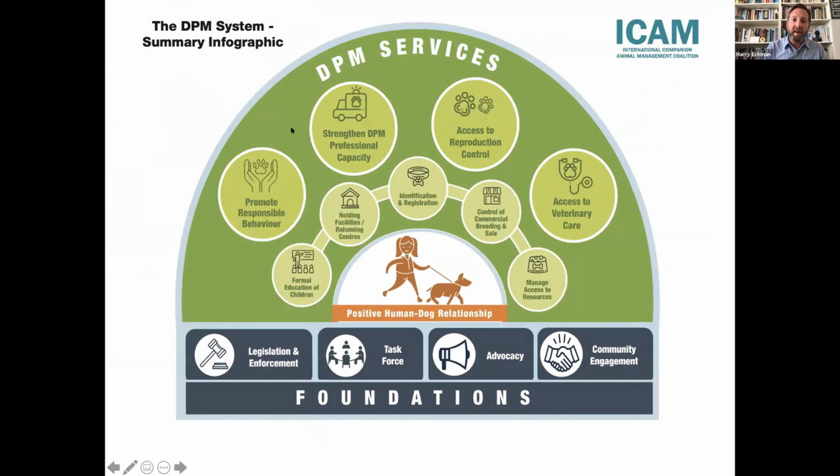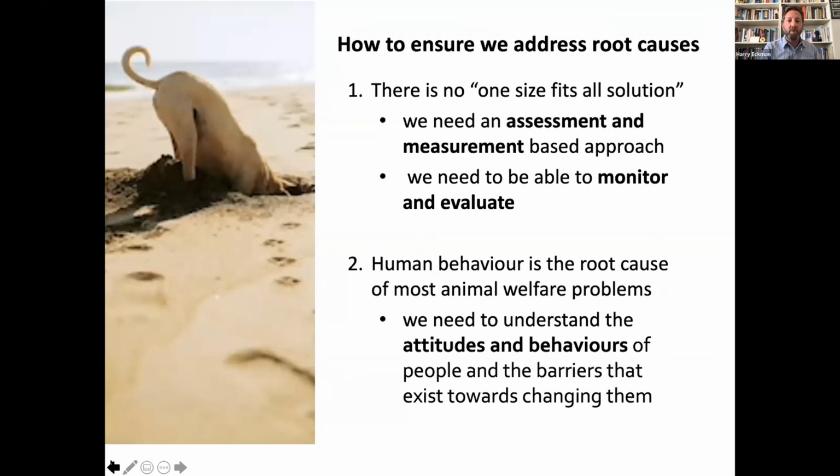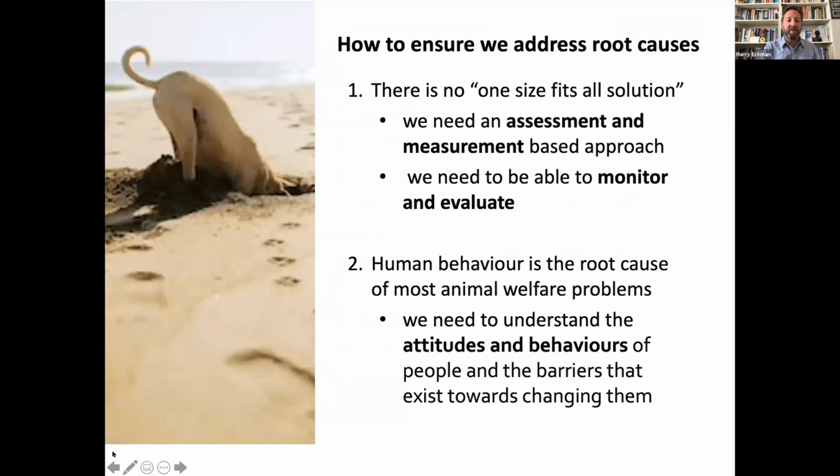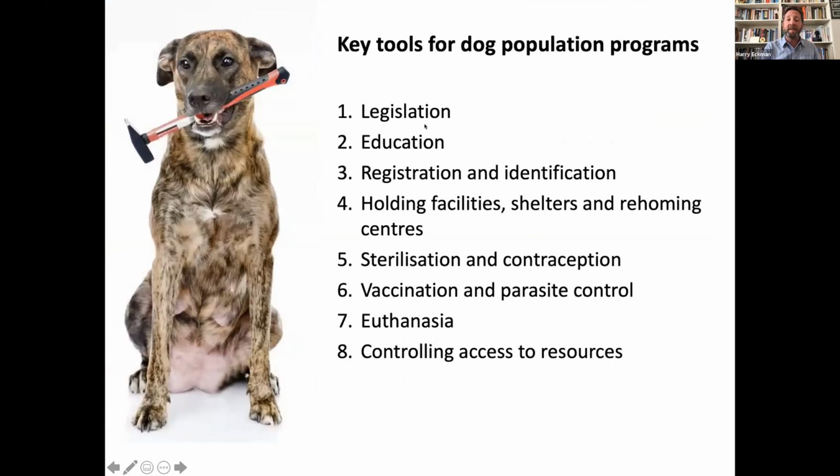So this is another infographic. And a few slides ago, you saw this. This was the list of tools that you need. And these are all correct, but you don't just go 1, 2, 3, 4, 5, 6, 7, 8. You have to pick the right ones to use, and they're going to be different in each situation. And in some places, if you don't have legislation, that might be the thing that you need to focus on first. Or sterilization might need to be the thing that you focus on the most, because there's a lot of dogs. But it doesn't mean you just focus on one thing.